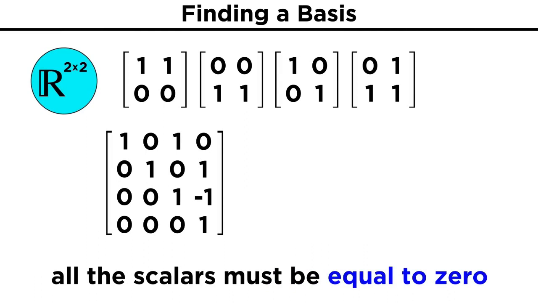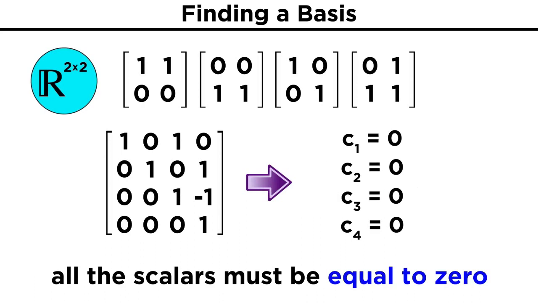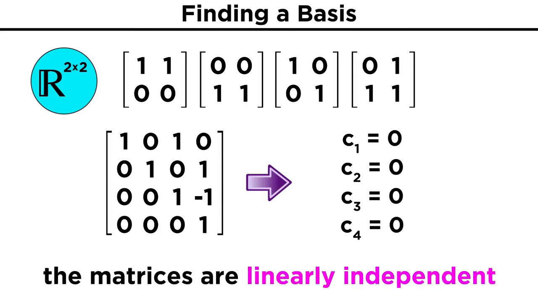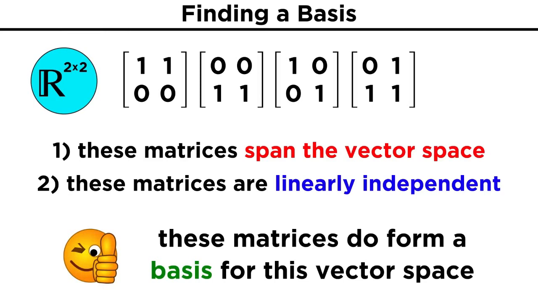This means the only solution is all the scalars being equal to 0, which we could check by writing the matrix in equation form once again. Using this last equation, C4 must be equal to 0, and once we plug that into the equation above to get C3, and continue from there to get the other two, we end up with all 0 scalars. Thus, our matrices are linearly independent. We have verified both conditions for these matrices to be considered a basis for our 2 by 2.